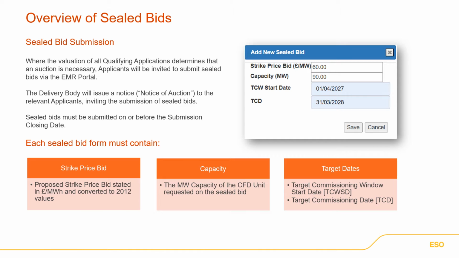Applicants can submit up to a maximum of 4 bids in total, with no more than 2 in the same delivery year. If an applicant does not submit a sealed bid, then they will be assigned a single default bid with the strike price as the administrative strike price for the technology type, as well as the original application values for the megawatts and the target dates.